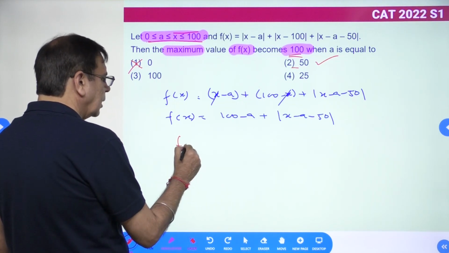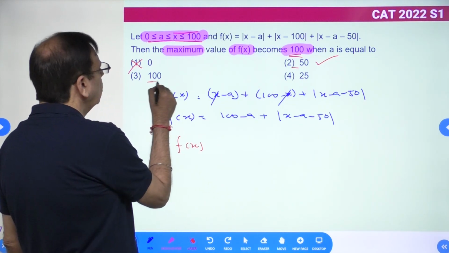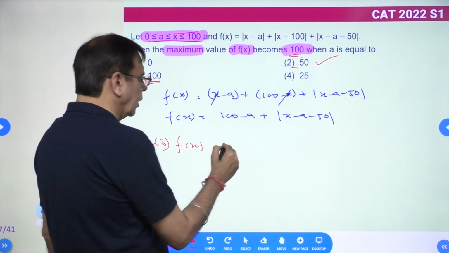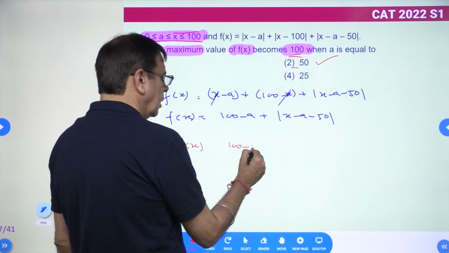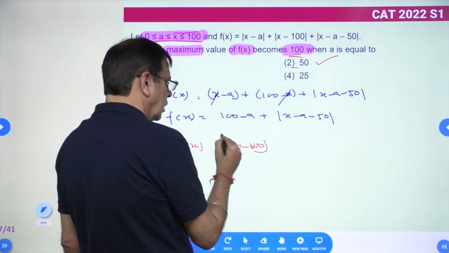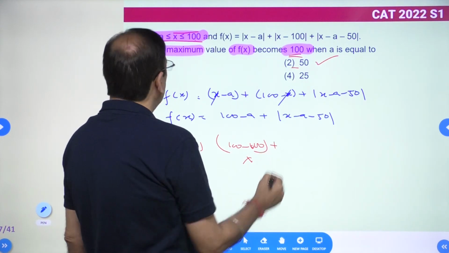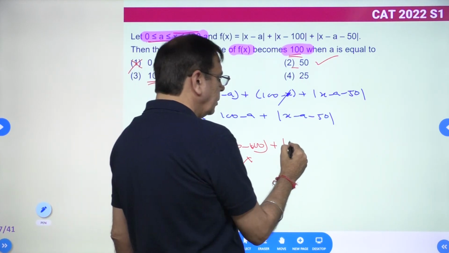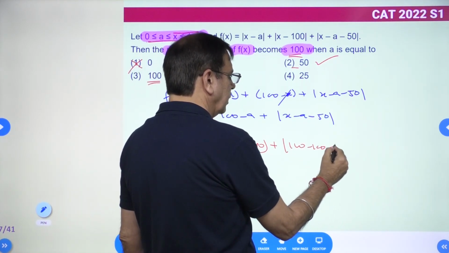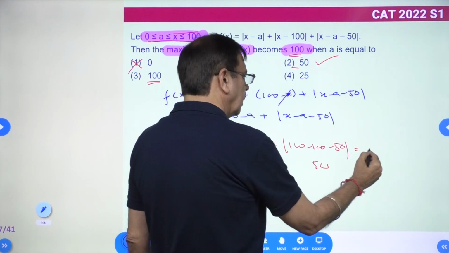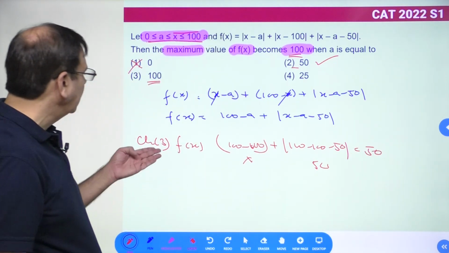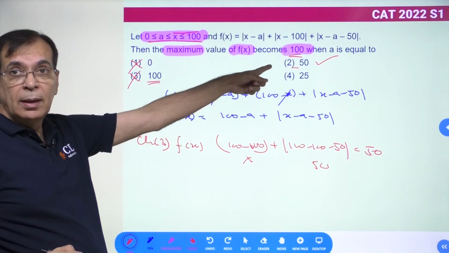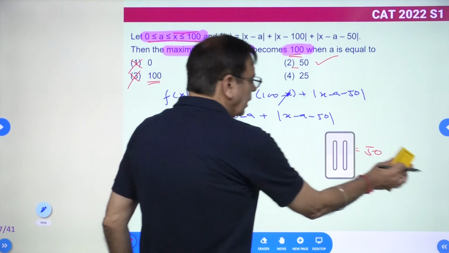So again, let me look at the third case, when A is equal to 100. Supposing I look at choice 3. If it is A equal to 100, so 100 minus 100, that becomes 0. Plus, if A is 100, then X will also have to be 100. What is it? 100 minus 100 minus 50. So this becomes 50. So the maximum value will be 50 at X equal to 100. So this will be a wrong choice. We don't need to do this because we got the answer here, but I am still going through it so that you understand the concept fully.